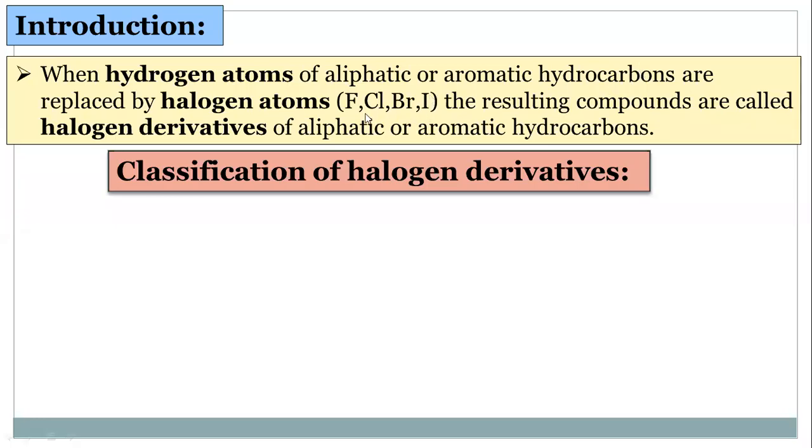These are fluorine, chlorine, bromine, and iodine. And halogen derivatives means the organic compounds which contain these fluorine, chlorine, bromine, iodine. In these, hydrogen atoms of aliphatic or aromatic hydrocarbons are replaced by halogen atoms, means one or more hydrogen atoms are replaced.